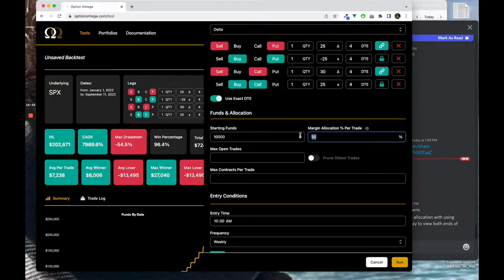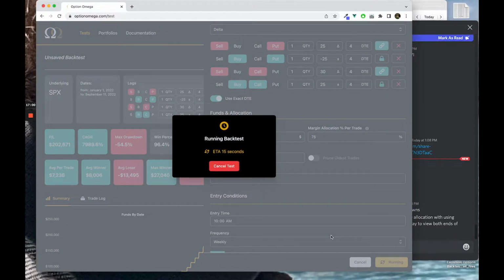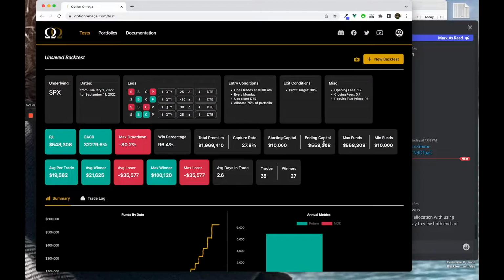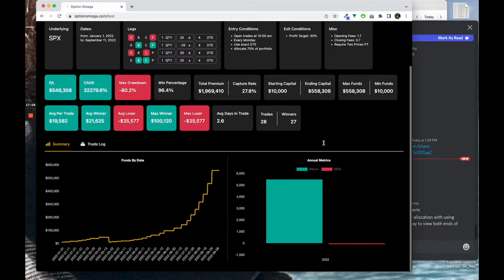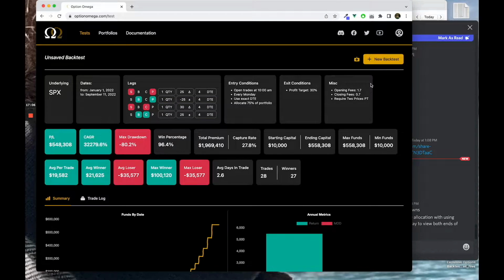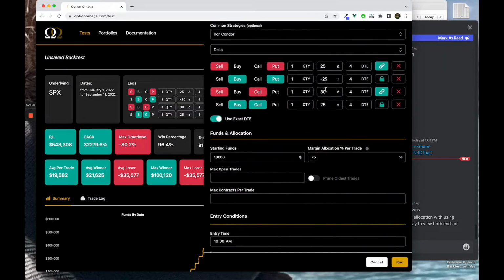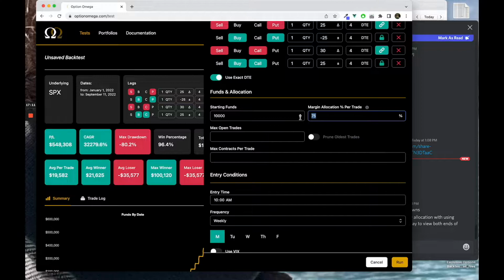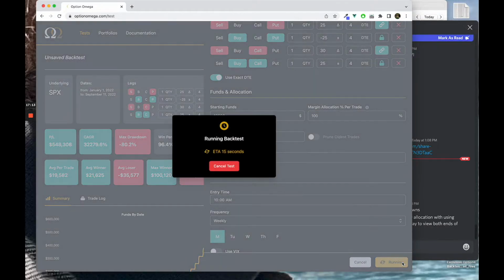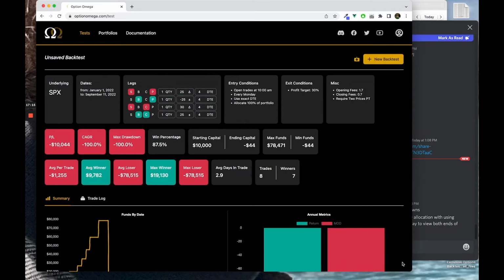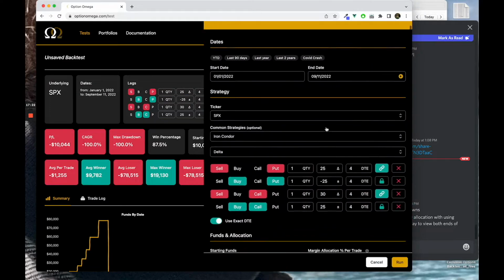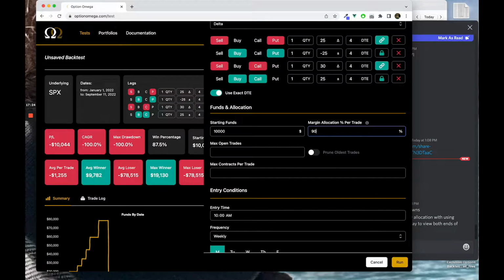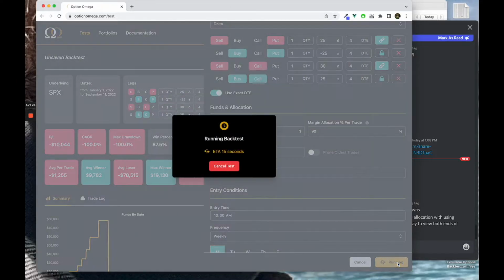Let's go 75%. This is turning into one of those theoretical unicorn trades, right? It's 75%. That's a really good trade still. It's interesting. It's going up. 100%. Heyo. Game over. And this is what's crazy to me. This is the beauty of allocation. Why it's like the great equalizer.